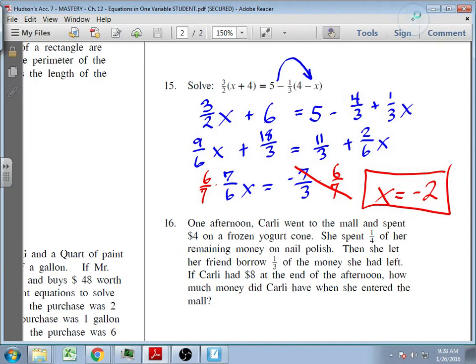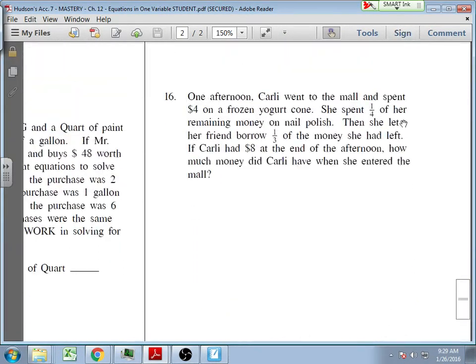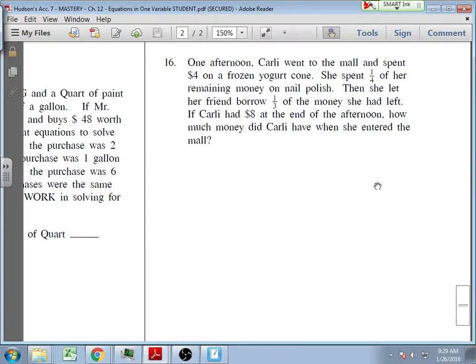Now 16, I think when we work it together, it'll make more sense. This was kind of like an exemplary option, but when I put exemplary option, some of you guys don't do it. So I just kind of left it as just like a challenging problem. One afternoon, Carly went to the mall and spent $4 on a frozen yogurt cone. She spent 1/4 of the remaining money on nail polish. She then let her friend borrow 1/3 of the money she had left, and then Carly has $8 remaining.